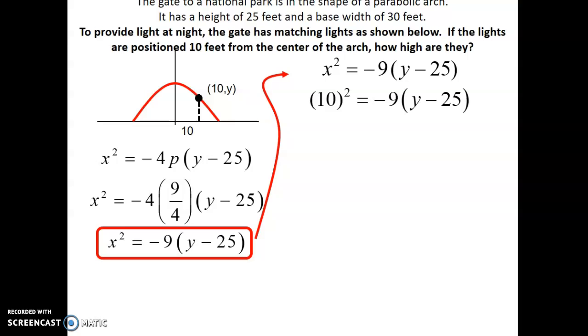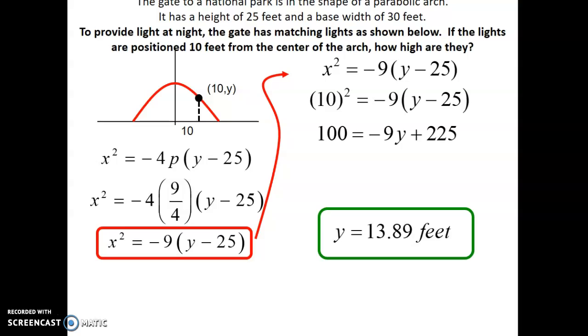So you multiply -9 times y and -9 times 25, -225, to get you this. And then you solve for y. So we're going to subtract 225 and divide it by 9. You'll end up with 13.89 feet. Okay, and that's how high the light is going to go if the light is 10 feet from the center of the parabola. So you use the equation and then a piece of information to solve for the last piece.